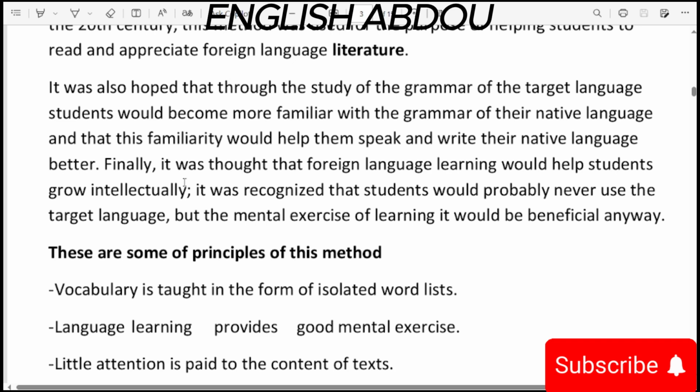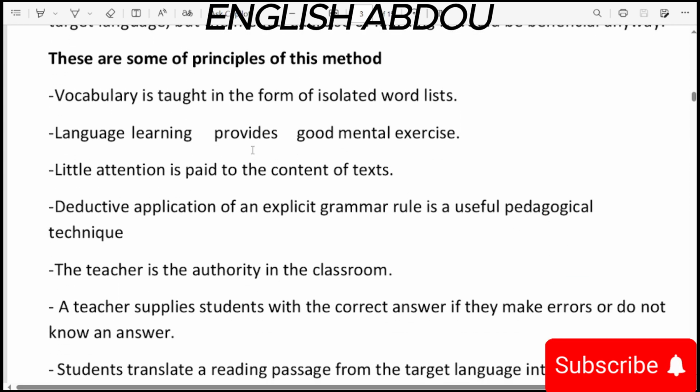Finally, it was thought that foreign language learning would help students grow intellectually. It was recognized that students would probably never use the target language, but the mental exercise of learning it would be beneficial anyway. So the aim of this method in general is not speaking, but the focus is on mental exercise, because it focuses more on grammar and translation, as we will see in its principles. There are some principles of this method.